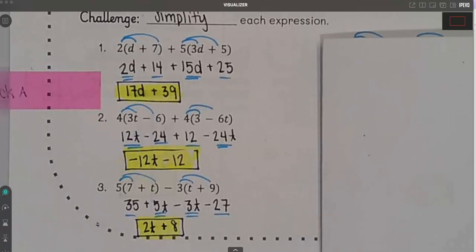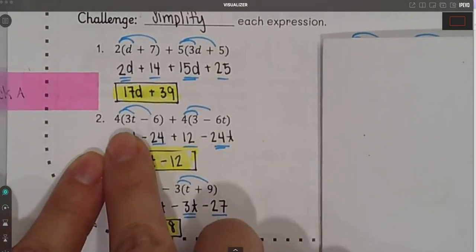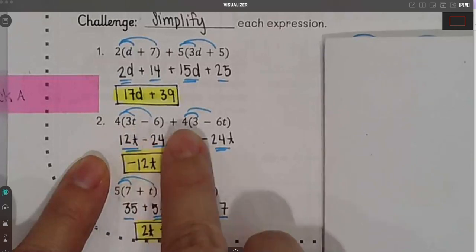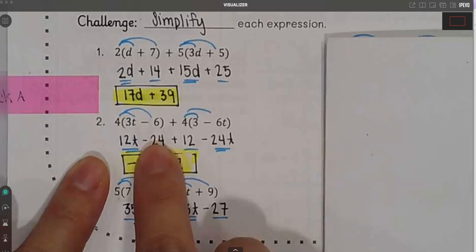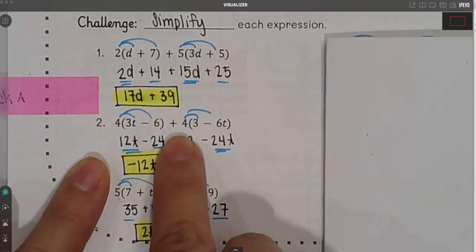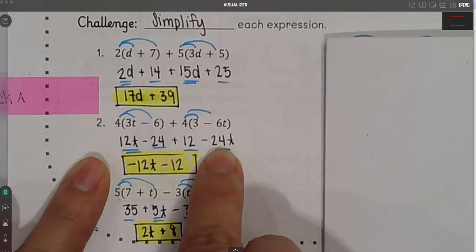Okay, so for number 2, we have this expression. First thing we're going to do is distribute the 4. 4 times 3t is 12t. 4 times negative 6 is negative 24. 4 times 3 is 12. 4 times negative 6t is negative 24t.